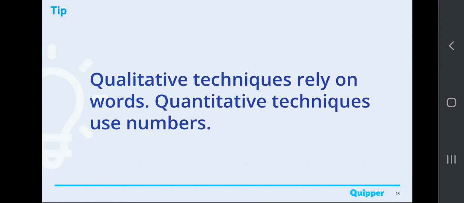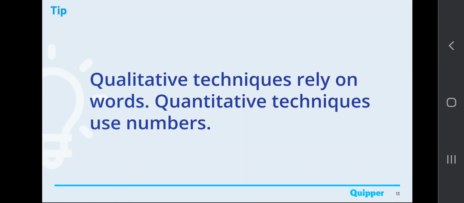Now, here's a tip that I would like you to take note. Qualitative techniques rely on words, while quantitative techniques use numbers. So this is the key difference between qualitative and quantitative. But remember that there are underlying factors. When you are asked about both qualitative and quantitative, don't just simply rely on the keywords, words and numbers.